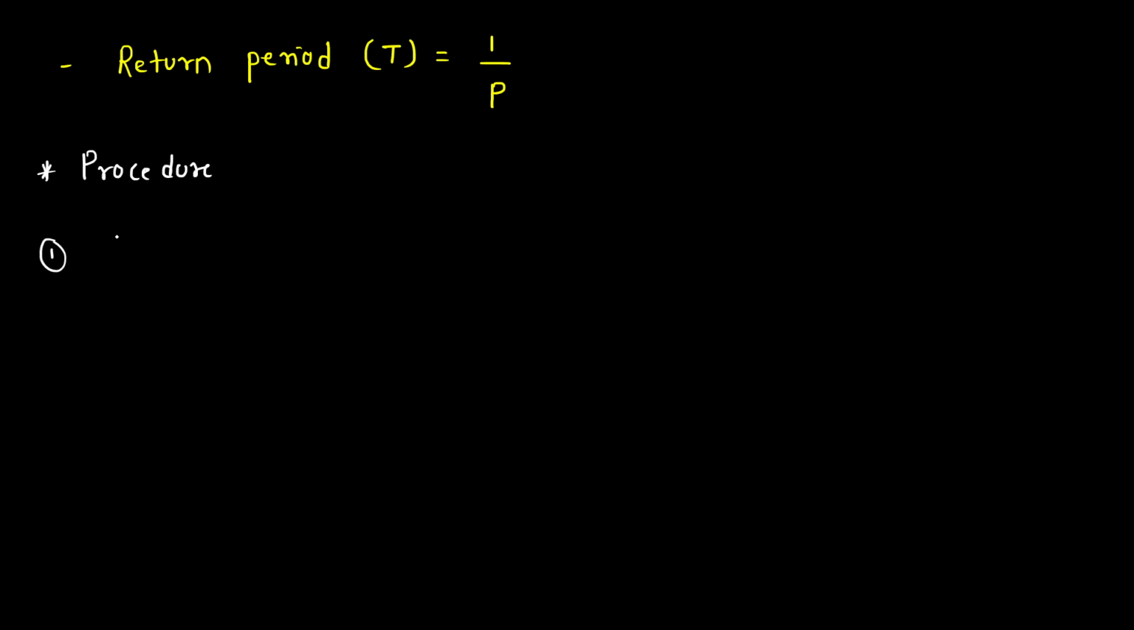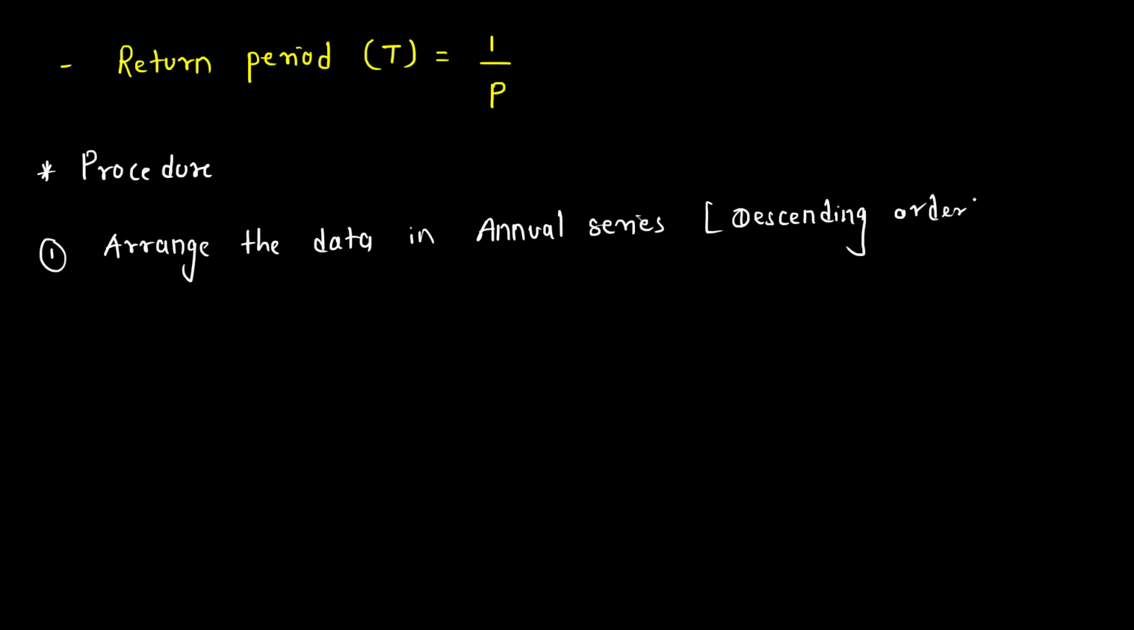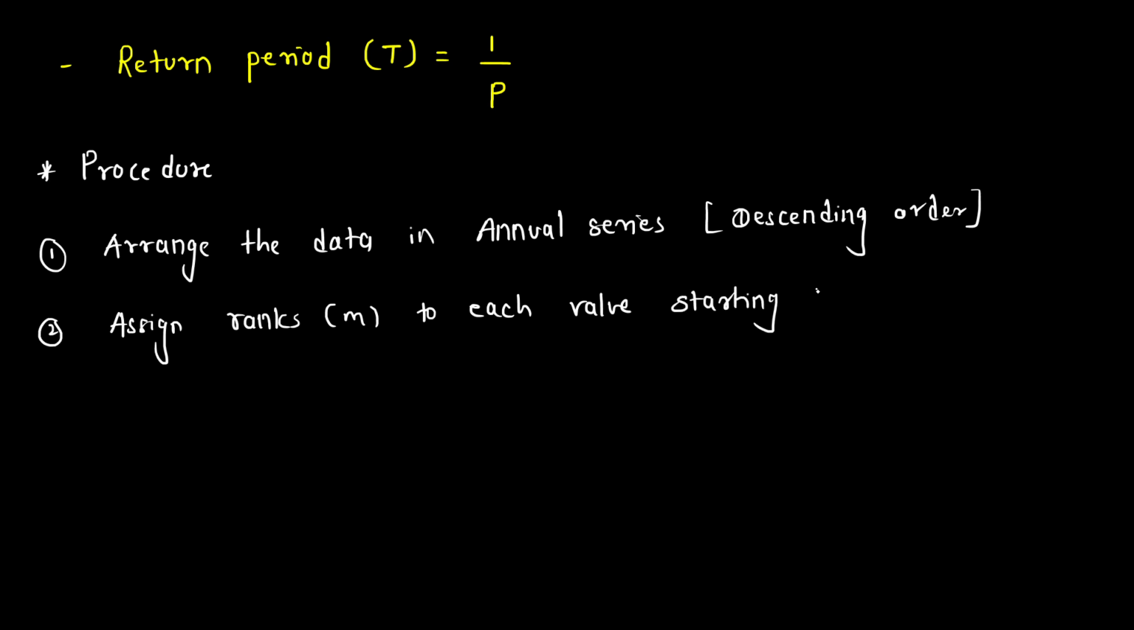So in the procedure, the first step is to arrange the data in annual series. Annual series means descending order. Then assign rank to each value starting from 1 to n. Then use the formula to find P and T.